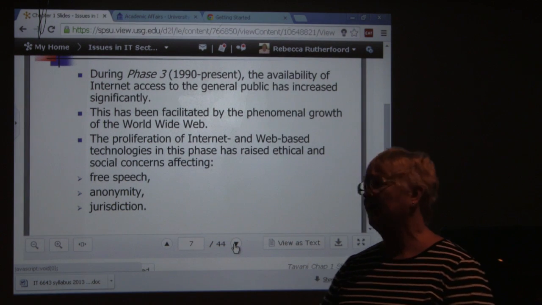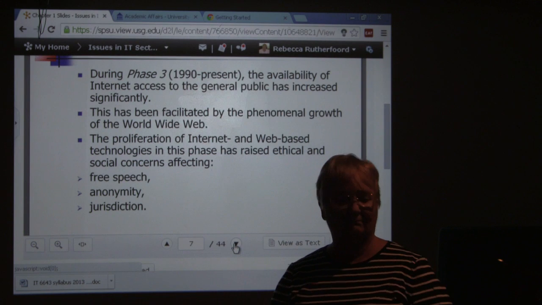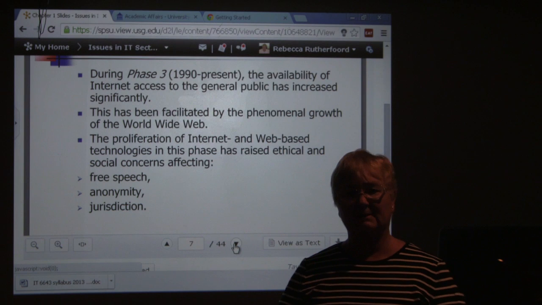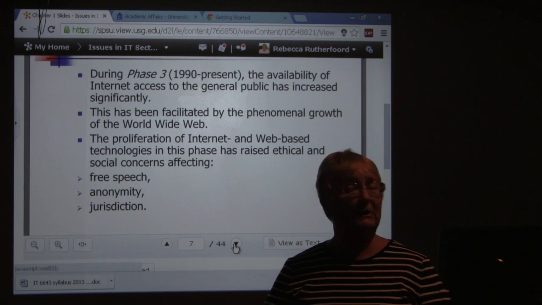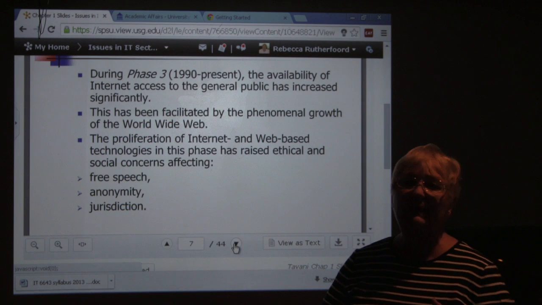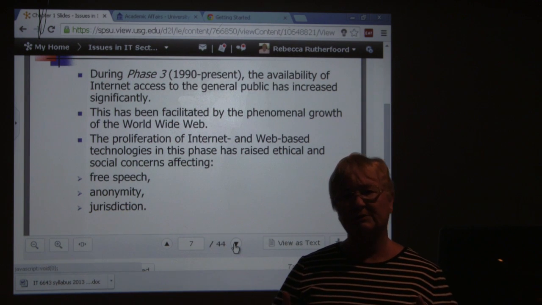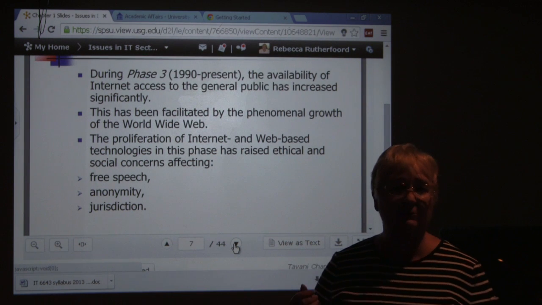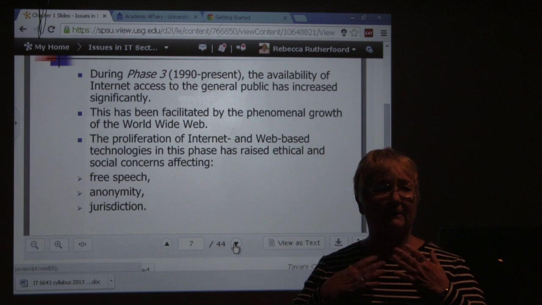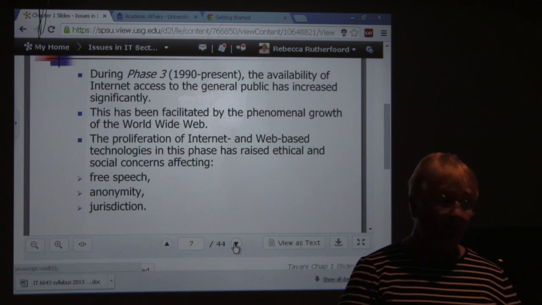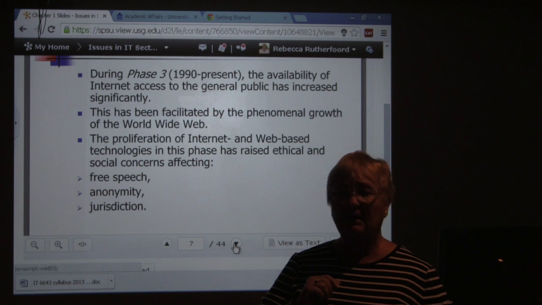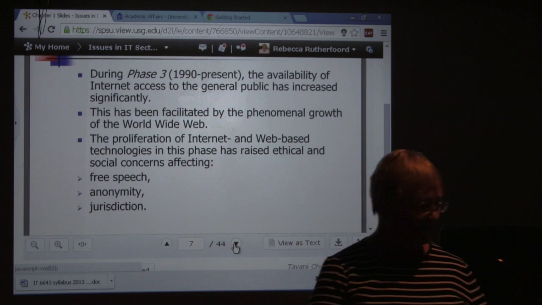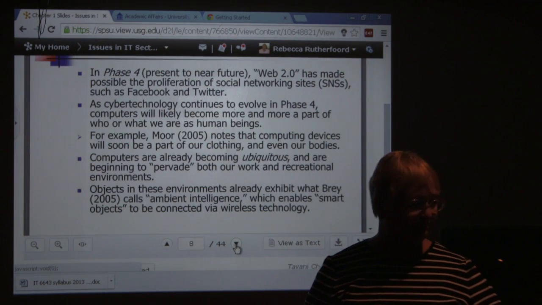Phase 3, which is considered from the 90s till now and going forward, we know the internet has added tremendously to the connectivity that we have. Because of that, we have added some additional concerns, such as controlling free speech and the anonymity problem, being able to not have your identity known. We also run into jurisdictional problems as far as, quote unquote, who owns the internet, laws that we have for the internet, and so on. So we have several different things.